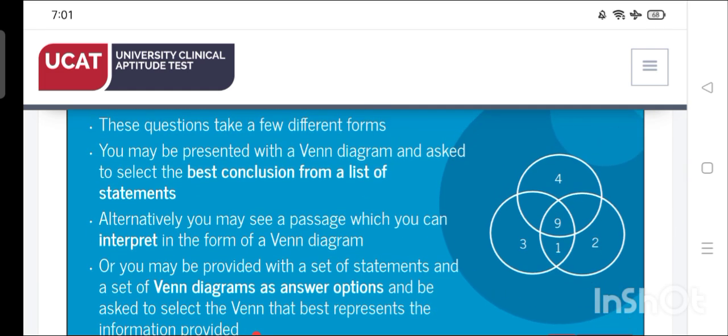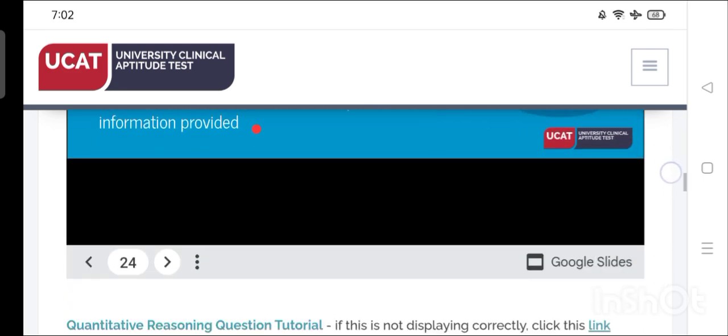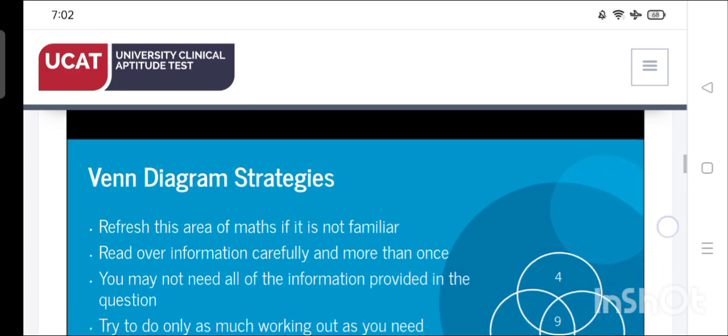Okay, now in this type of question, Venn diagrams are provided to you to solve your questions. But there is a possibility that Venn diagrams could be in the form of a question or in the form of an answer. If the Venn diagram is in the form of a question, some conclusion or statement will be given to you and you have to conclude the data from the Venn diagram and select the best statement. If there is a passage given to you, then you have to conclude your answer in the form of a Venn diagram. So let's see a strategy for how you can solve these types of questions.